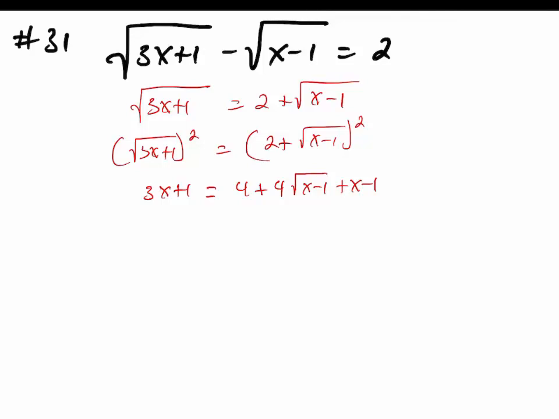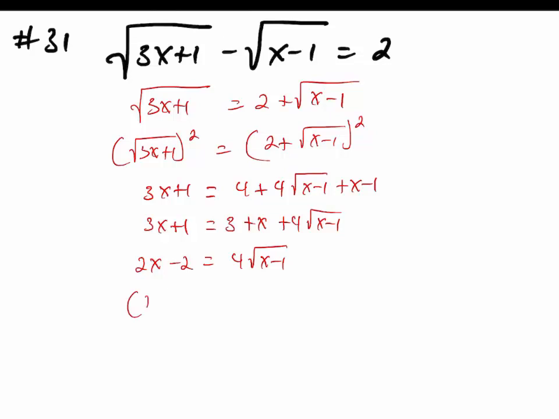So we can go ahead and combine like terms on this side here. So 4 minus 1 is 3. So I got 3 plus x plus 4 square root of x minus 1. And then here I get 3x plus 1. So what I want to do here is move the 3 and the x over to the left side. So if I do 3x minus x, I get 2x. And then 1 minus 3 is negative 2. And so I get 2x minus 2 is equal to 4 square root of x minus 1.